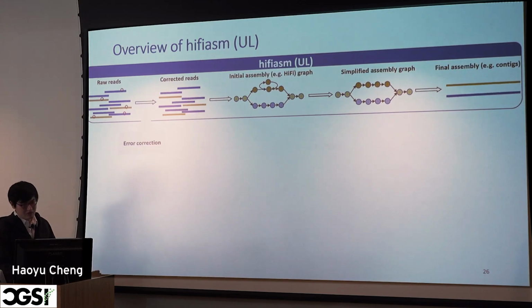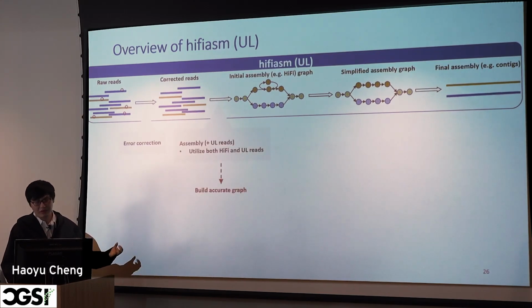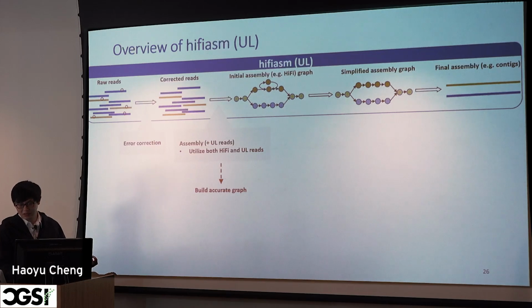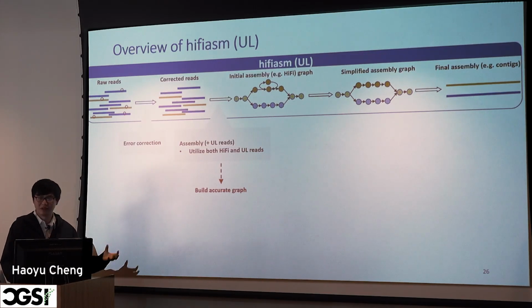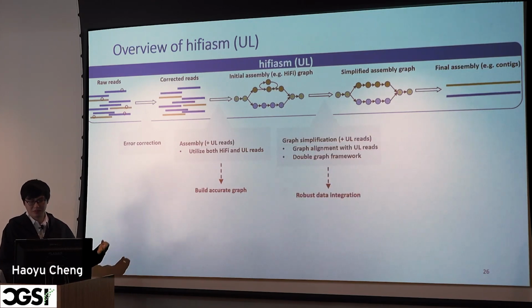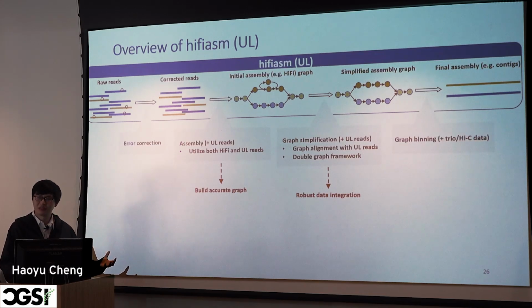So the first step is still the error correction, and then we would like to build the initial assembly graph. For this initial graph, we consider the information from both types of data, and then we do some graph simplification. We have a more robust method to do that. Finally, we reuse the graph binning strategy that we talked about before to get the haplotype-resolved genome assembly.